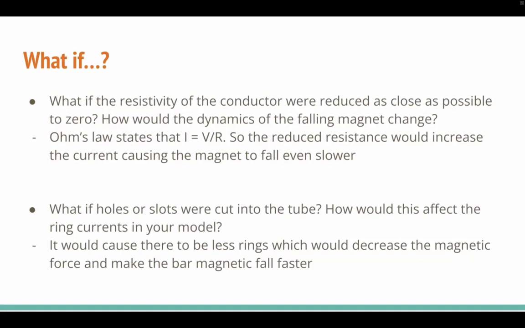What if holes or slots were cut into the tube? How would this affect the ring currents in your model? It would cause there to be fewer rings, which would decrease the magnetic force and make the bar magnet fall faster.